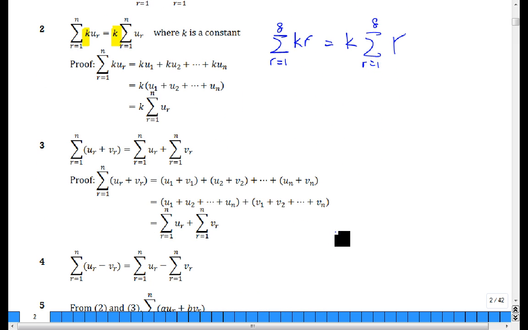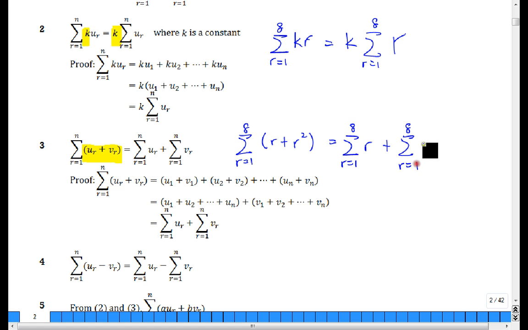Next, result 3. Now, result 3, I loosely term it as, can I split the summation sign up? Okay? What do I mean? I give a quick example again. Can I say this? Sum from r equals 1 of r plus r squared. I think it's not difficult. If you write the terms out, it's not difficult to show to yourself that whether I group it in the summation sign or I write it as 2 different summation signs, they are the same. This is just an example.